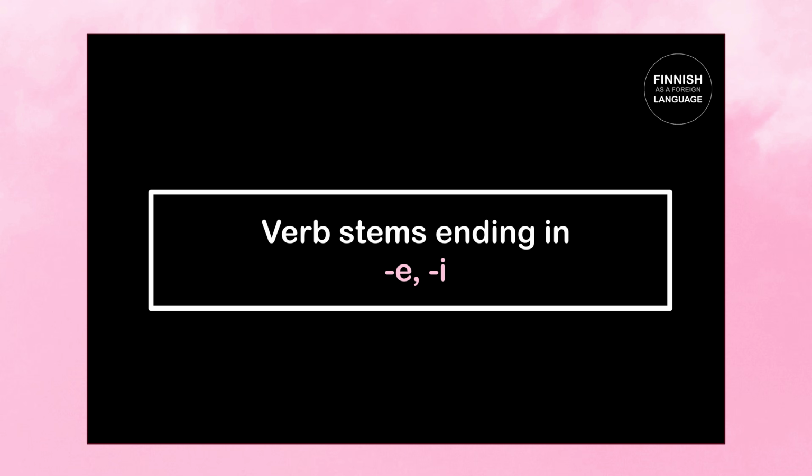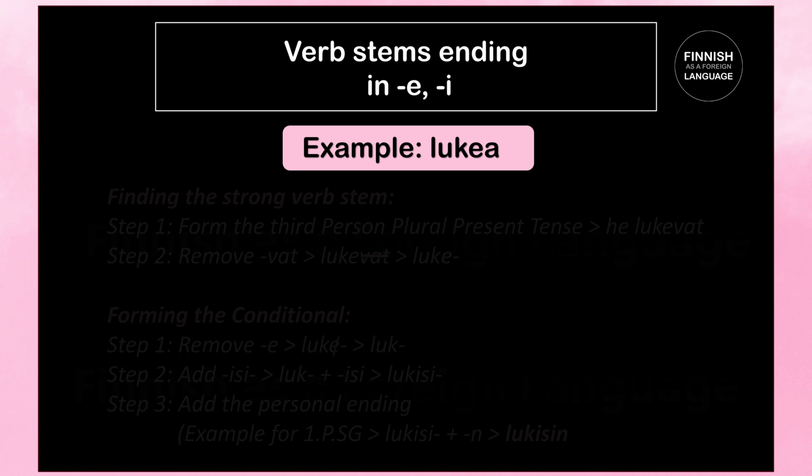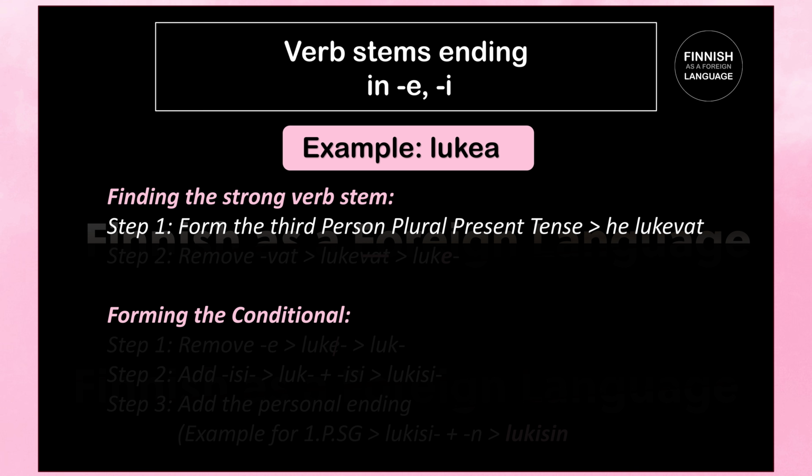Now let's move on to rule number 2, verb stems ending in e or i. For example, a verb with a stem that ends in e is lukea, which means to read. Let's find the verb stem. Step number 1, form the third person plural present tense of lukea, which is he lukevat.